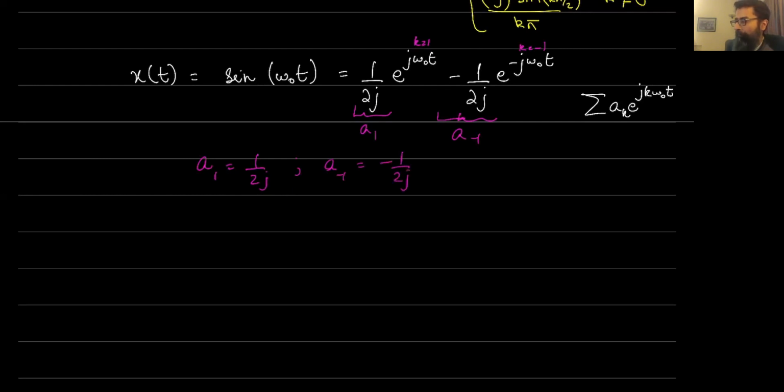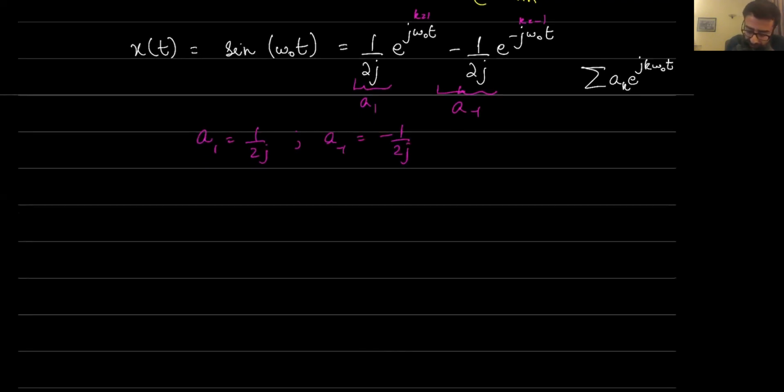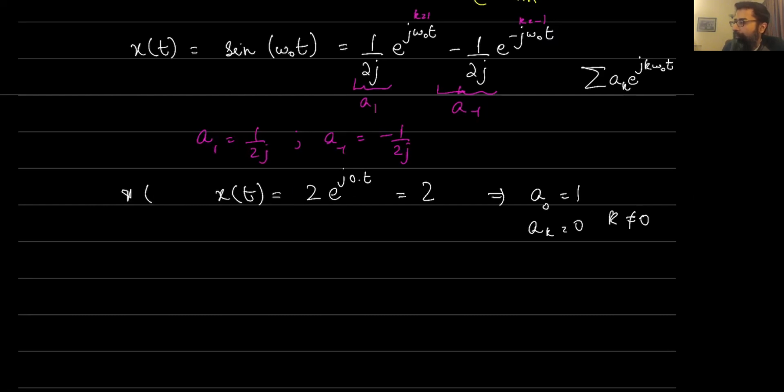Okay, now what if, using the same ideas, right, Jamshed, sorry, what if x of t was 2? Right, so 2 is actually equal to 2 times e raised to power j times 0 t. So this must imply that a naught equals 2 and ak equals 0 for k not equal to 0. Theek hai, Jamshed?